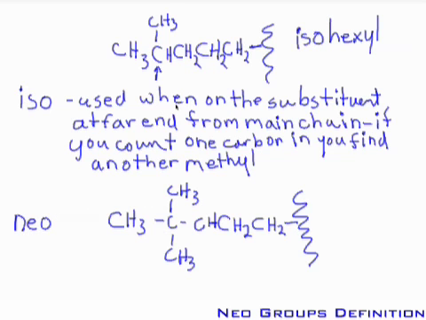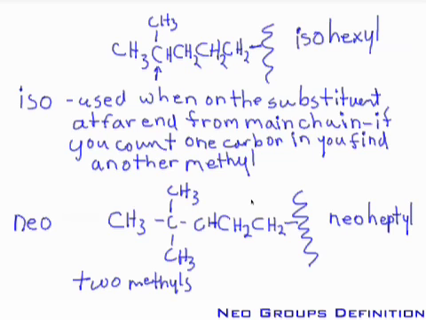So neo is used when on the substituent at the far end from the main chain, if you count 1 carbon in, you find 2 methyls. So it's the exact same definition, except at the last 2 words it says instead of another methyl, it's 2 methyls. How do I know what neo it is? Just count up all the carbons. 1, 2, 3, 4, 5, 6, 7. 7's heptane. It would be a hepto. A neoheptyl. No, neo and iso are not hyphenated like sec and butyl are. So this would be a neoheptyl side chain.